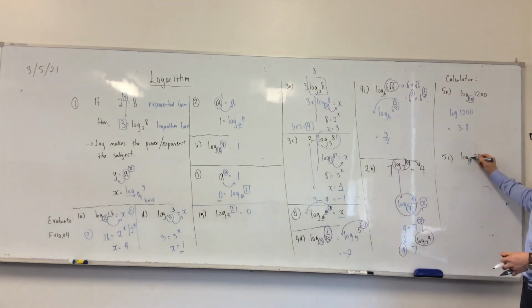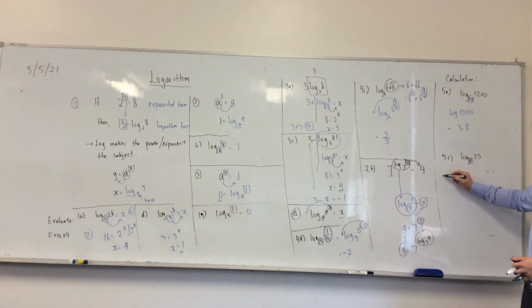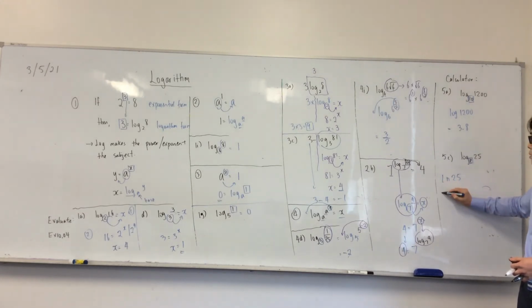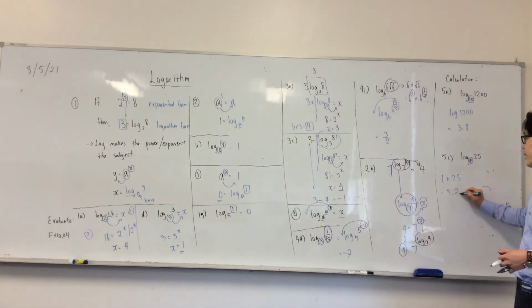However, girls, if the base is e, in your calculator, it's the same thing as typing ln 25. That's an L. Okay, if someone can do that for me. Decimal place? 3.2. Okay, that's all it is.